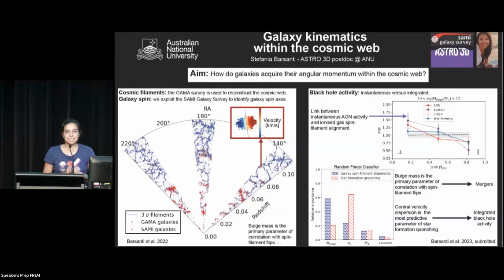So, hi, I'm a postdoc at ANU, and I'm still on the journey of understanding galaxy kinematics within the large-scale structure of the universe. Last year I showed how, taking advantage of GAMA and SAMI, we can study the alignment between the rotation axis of a galaxy with respect to the filament it is embedded in, and we found that the bulge mass was the primary parameter defining these alignments. Now, since we have a strong correlation between bulge mass and supermassive black hole, this year we asked ourselves: what's the impact of black hole activity on these alignments between galaxies and filaments? We studied both the instantaneous AGN activity, which has a strong link in defining the alignments of ionized gas, as well as the integrated black hole activity, which has a strong link with star formation quenching instead of the alignments.